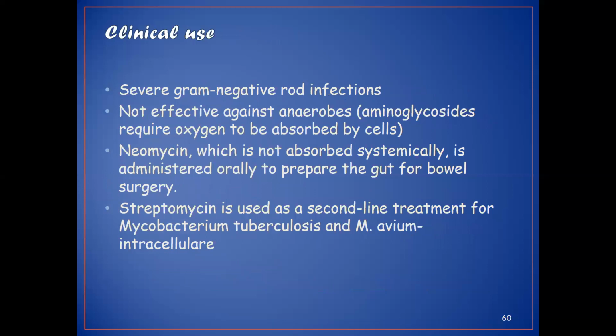Clinical uses include severe gram-negative rod infections. They are not effective against anaerobes, because aminoglycosides require oxygen to be absorbed by cells. Neomycin, which is not absorbed systemically, is administered orally to prepare the gut for bowel surgery. Streptomycin is used as a second-line treatment for Mycobacterium tuberculosis and Mycobacterium avium intracellulare.